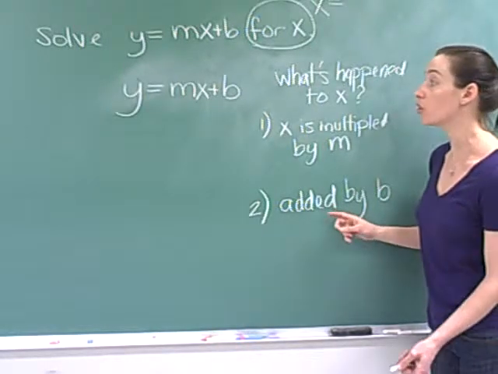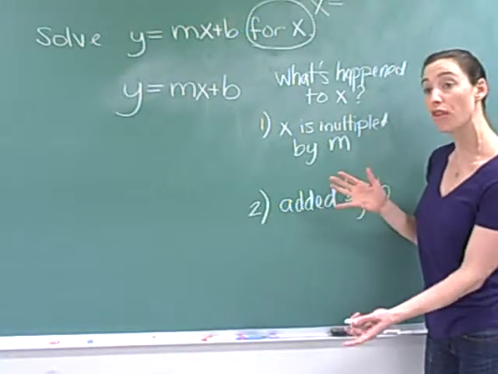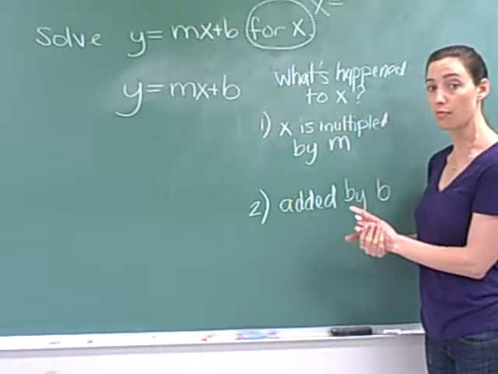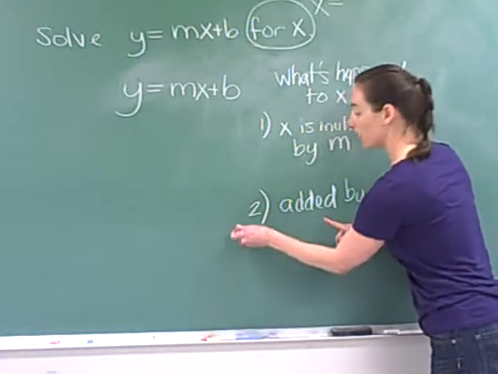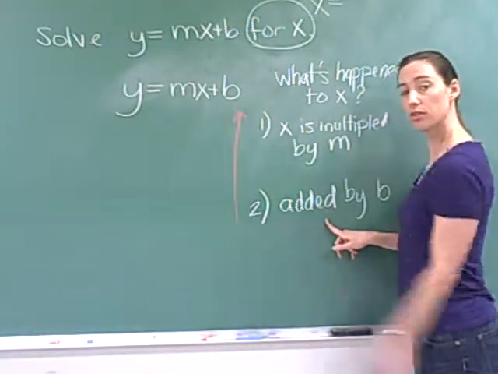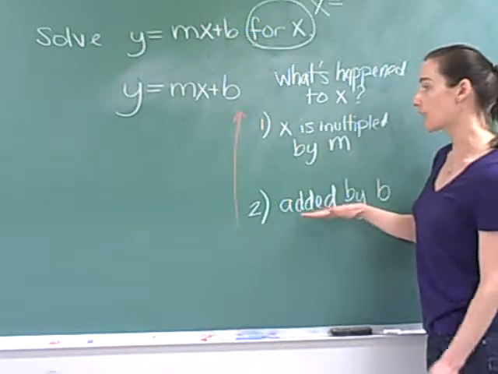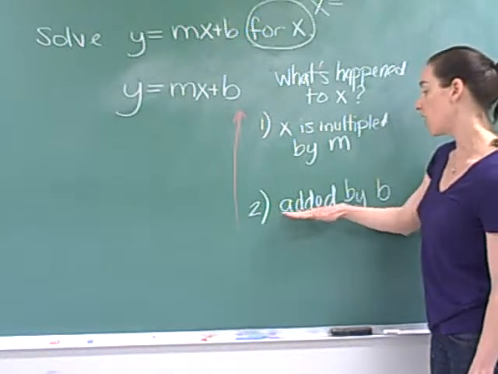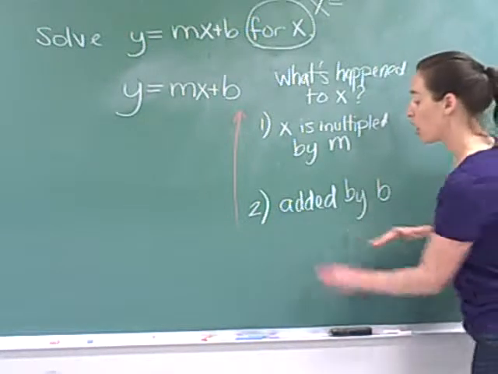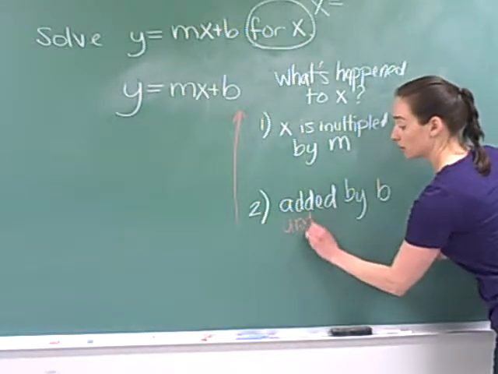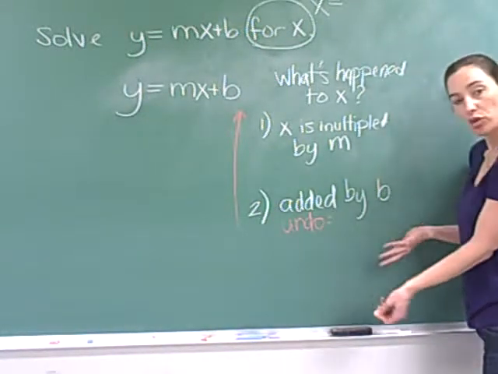But if I'm wanting to solve for x, I need to reverse all of those order of operations. So I'm going to do these backwards and undo them. So let's look at the last thing that happened to my x. It was added by b. So if I want to undo this, I'm going to subtract by b.